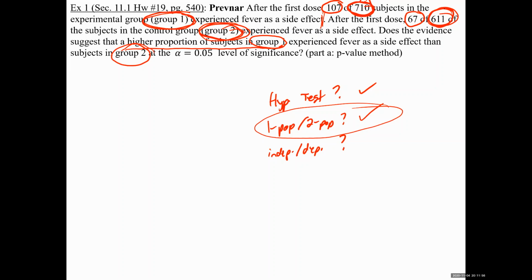Okay, so there is a mistake there. I want to make sure I point it out. So it shouldn't say group 1 and group 2. I don't know what it should say. It should say something like population 1 and population 2 or something. I just want to make sure you understand that that's worded wrong.